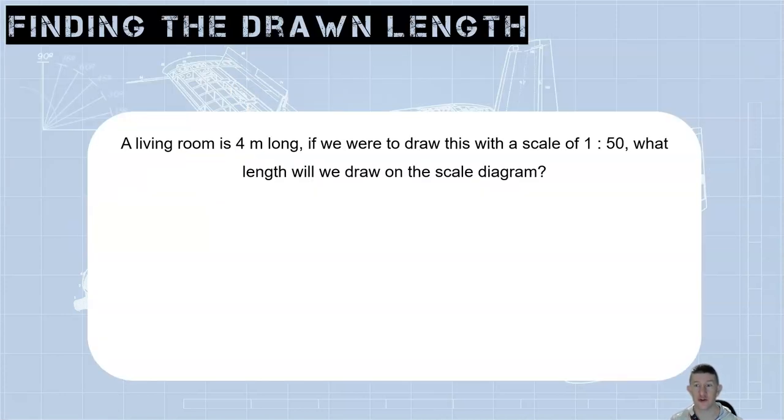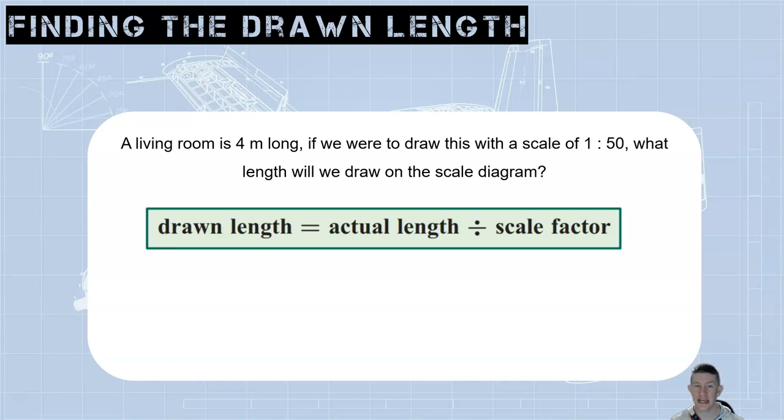Now if we want to find the drawn length. So we've got the image, we want to know how big would it be drawn if I knew the scale. Here we have a living room that's 4 meters long, and we've been told we want to redraw that living room on a scale of 1 to 50. What length are we going to draw on the piece of paper to draw out a living room? The trick is that the drawn length is equal to the actual length divided by the scale factor. So basically the opposite of what we've just seen before. Actual length divided by scale factor.